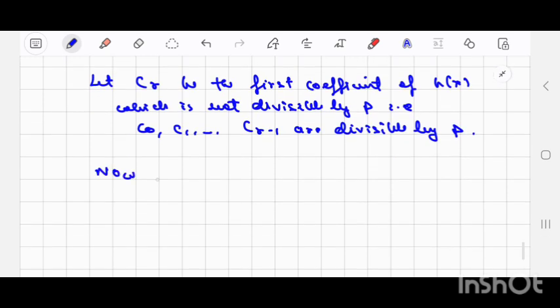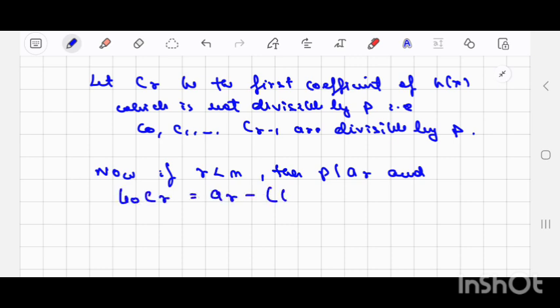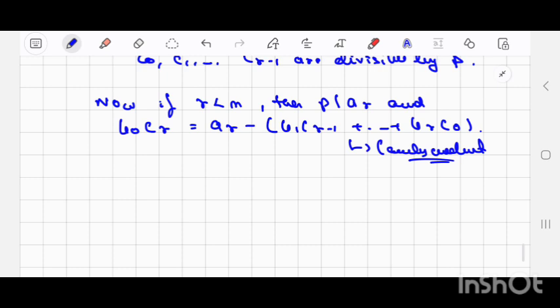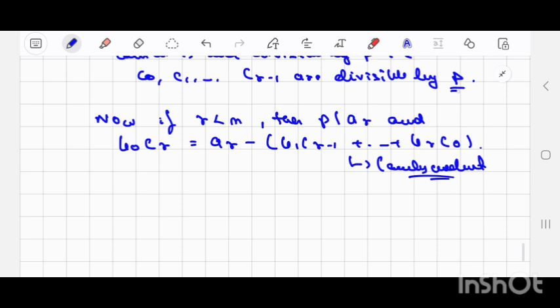Now observe that if r is less than n, then p divides ar, and observe that b0 times cr can be written as ar minus b1 cr minus 1, so on and so forth till br c0. Where does it follow? Simply from the Cauchy product, right? Is it clear? Observe very carefully what this means. Now p divides each of these: CR minus 1 is divisible by p, CR minus 2 is divisible by p, so C0 is also divisible by p.